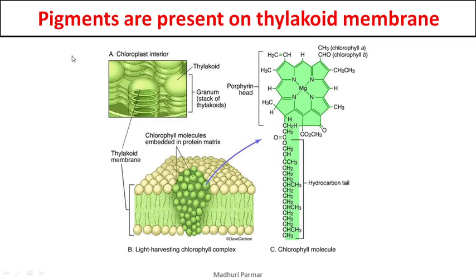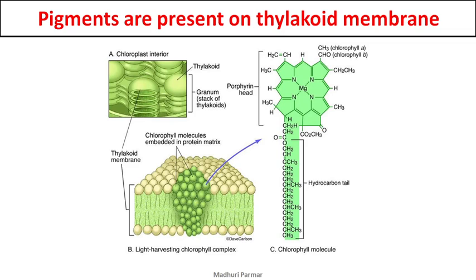If somebody asks you, whatever pigments we have studied, the chlorophyll a, b, then xanthophylls, carotenoids, where exactly are they present? Then the answer is, if you take this chloroplast interior, you can see the thylakoids. If you take the thylakoid membrane, the lipid bilayer, and you zoom in and look at it, you can see these are the phospholipids, and in between these phospholipids are these pigment molecules. These are nothing but chlorophyll molecules. So chlorophylls are present on your thylakoid membrane.